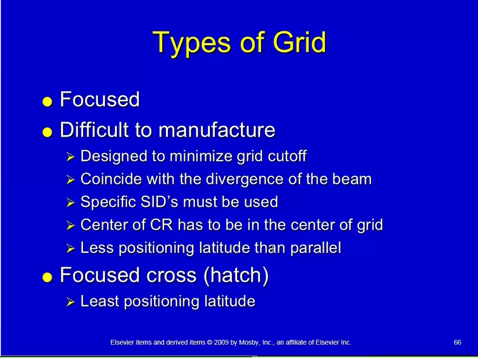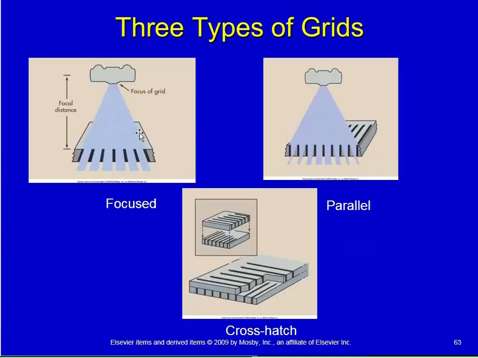They have less positioning latitude than parallel, because if, let's say, you're doing a portable and you misposition the patient on the side, maybe they're not dead square in the middle of the grid, and you position directly above the patient rather than directly above the grid, then your divergent central ray is not going to be as parallel to the interspace materials as if they were in the center of the grid.